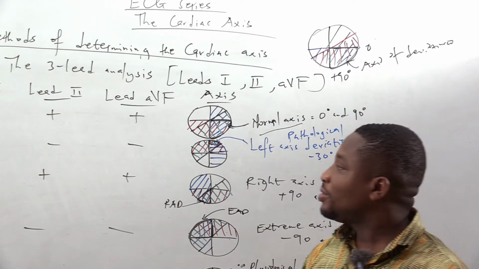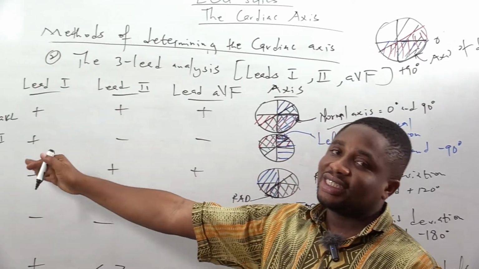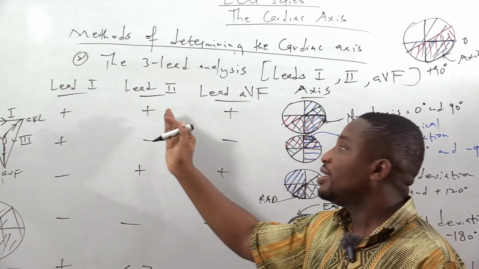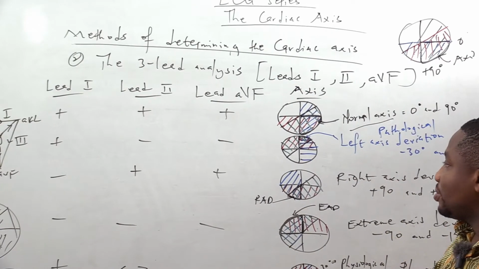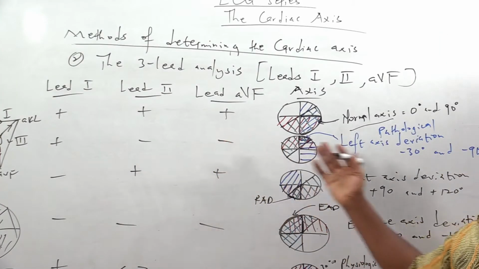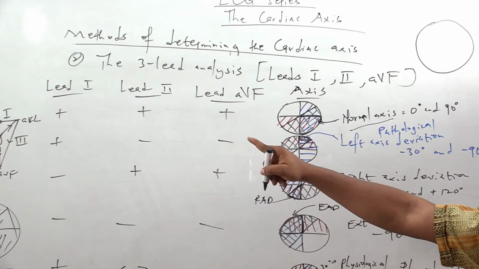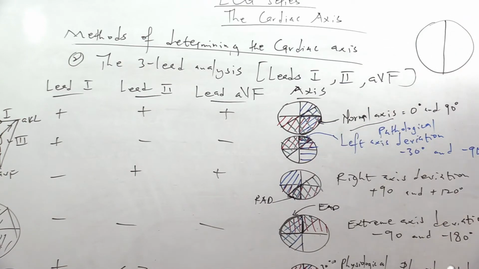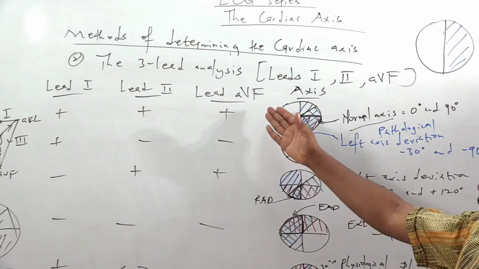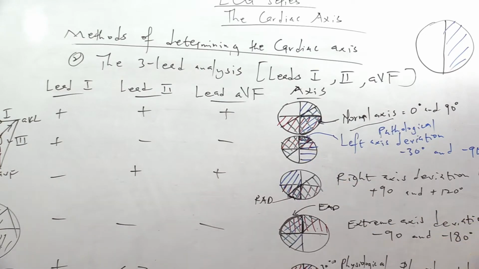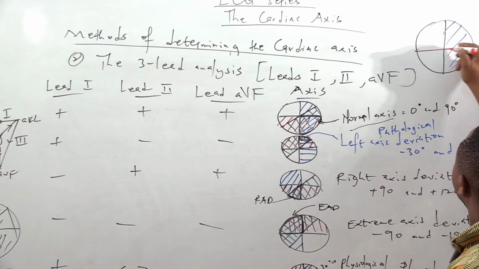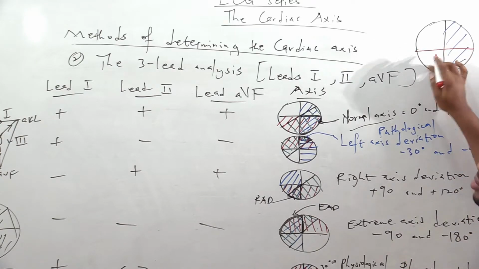Now, let's move to the second example. QRS complex in lead 1 is positive, lead ABF negative, and lead 2 negative. So in this example, what are we going to do? We'll draw our circle. The first one, lead 1, QRS is positive, so definitely we'll have the shading to the left because it's positive. And the next one, the ABF, it's negative. So if it's negative, we are not going to shade the bottom, we will go up.